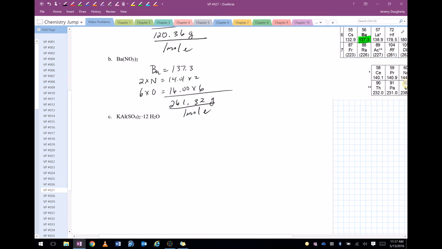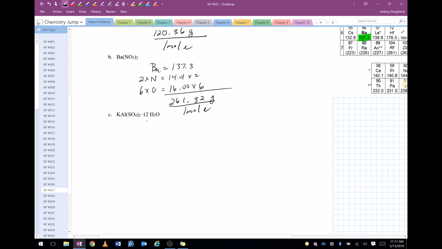And now let's do this one. This is what's called a hydrate. A hydrate is basically an ionic compound that's surrounded by a certain number of waters. In this case it happens to be 12 waters. This is potassium aluminum sulfate dodecahydrate. Dodeca is 12. Okay, so let's see how we do this one.